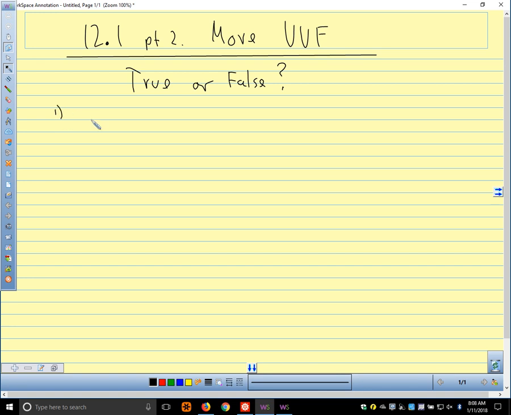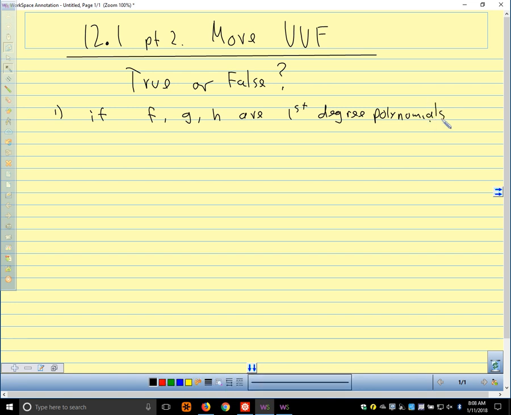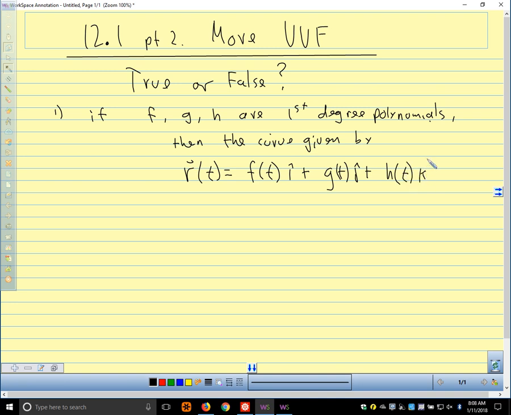All right, so the first one: if I'm going to say f, g, and h are first degree polynomials, then the curve given by this vector valued function r of t equals f of t i hat plus g of t j hat plus h of t k hat is a line.